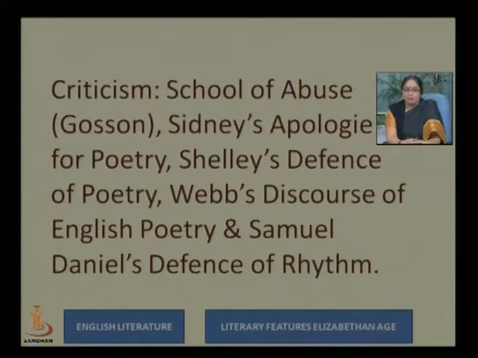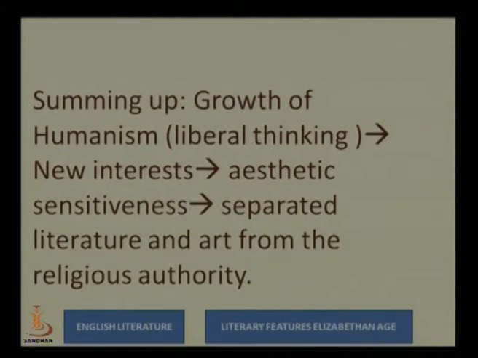So criticism was also not an exception here. You will find Gosson's School of Abuse, Sidney's Apology for Poetry, Shelley's Defense of Poetry, Webbe's Discourse of English Poetry, and Samuel Daniel's Defense of Rhyme. These were some of the critical works which were written. So there were a lot of deliberations taking place during this age. There were a lot of discussions with specific reference to the literature of that period.